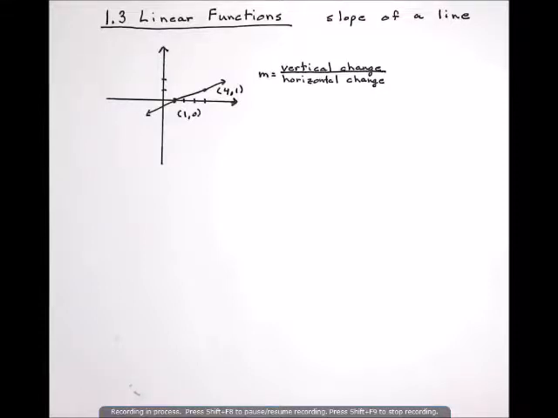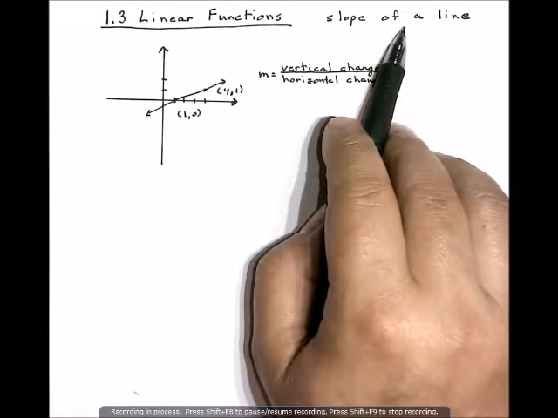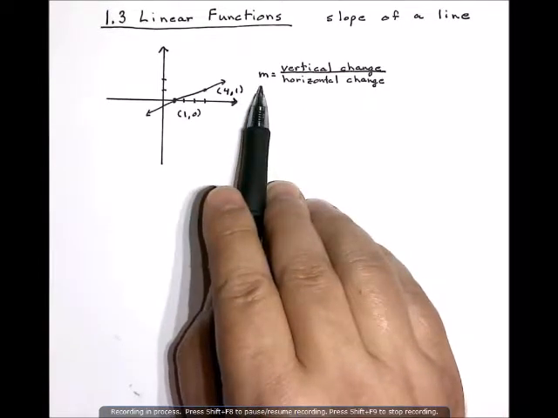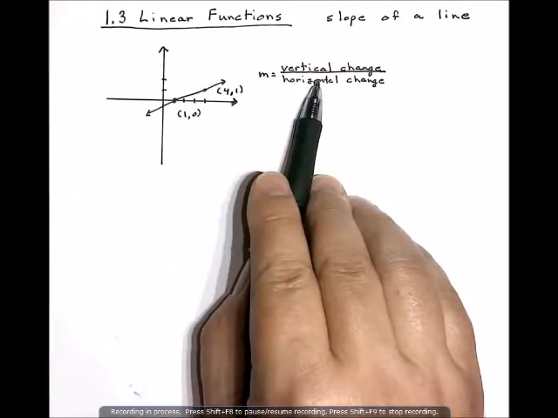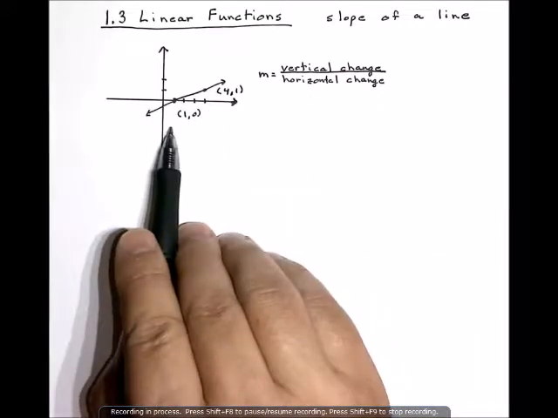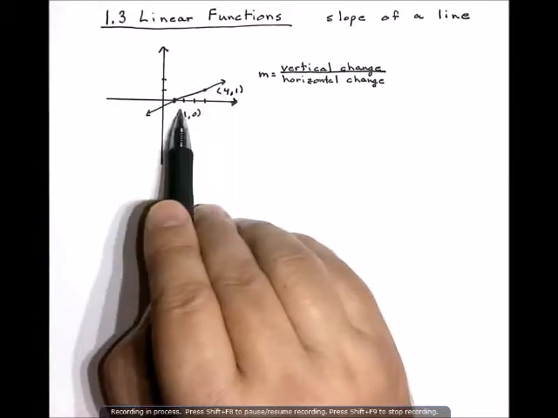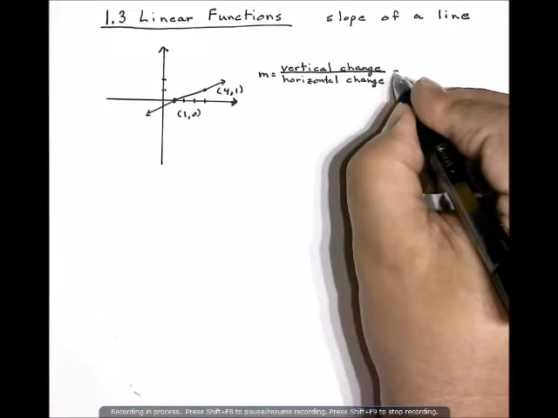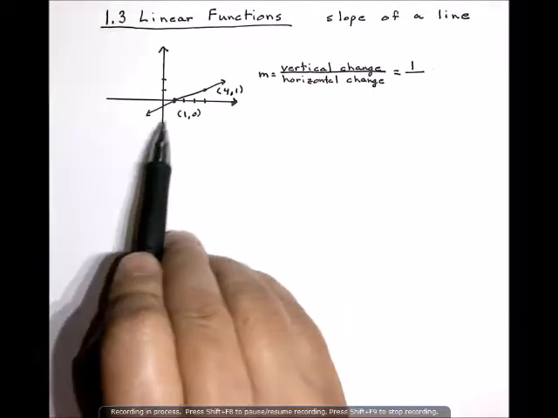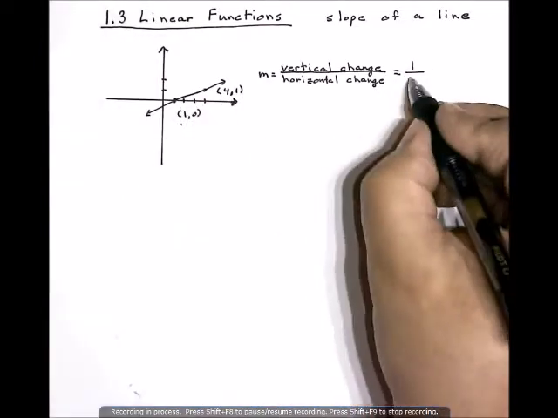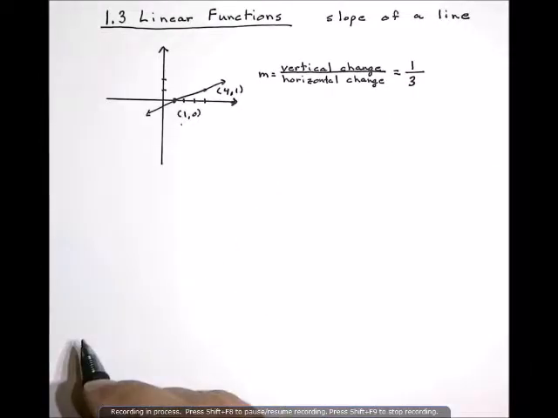Section 1.3 is titled Linear Functions, but all we're really concerned about in this section is the slope of a line. The slope of a line, usually denoted by the small letter m, is defined as the vertical change of the line over the horizontal change of the line. So in the particular case of this line, the vertical change between the points (1, 0) and (4, 1) is just 1 unit. And the horizontal change between the points (1, 0) and (4, 1) is 3 units, giving us a slope of 1/3.